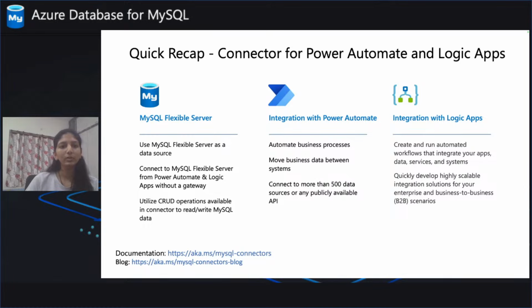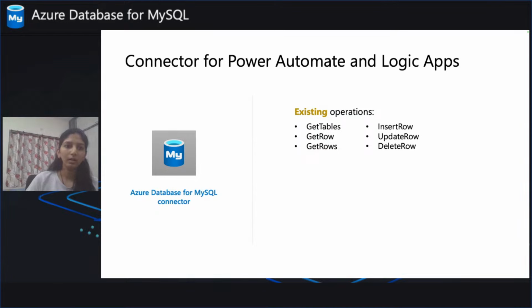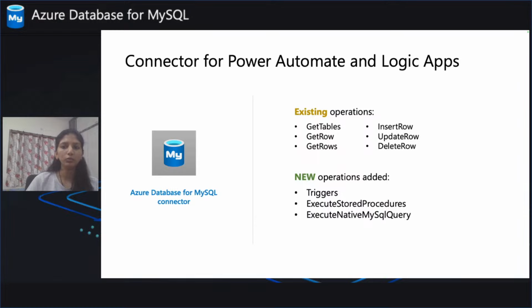Now we shall move to the new additions done to these Power Automate and Logic Apps connectors. So the existing operators were get tables, get rows, etc. And the new additions that we have done so far are triggers, executing stored procedures, and executing native MySQL queries.